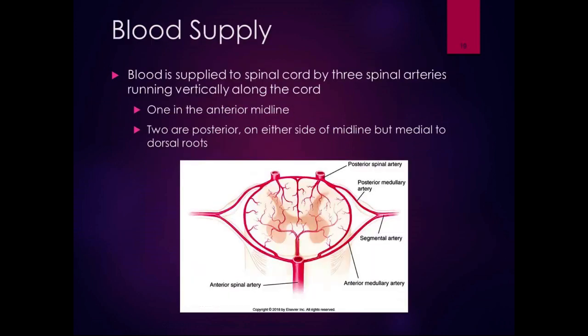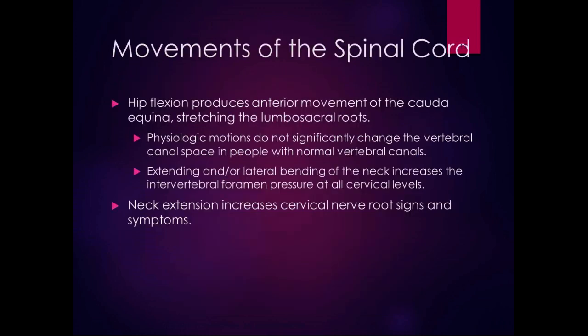The spinal cord, of course, has its own blood supply. There are 3 spinal arteries running vertically along the cord, 1 in the anterior midline and 2 in the posterior, either side of the midline. So, you know, anything has to have blood supply in order to work.